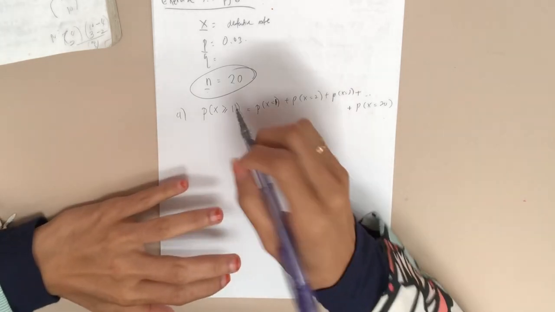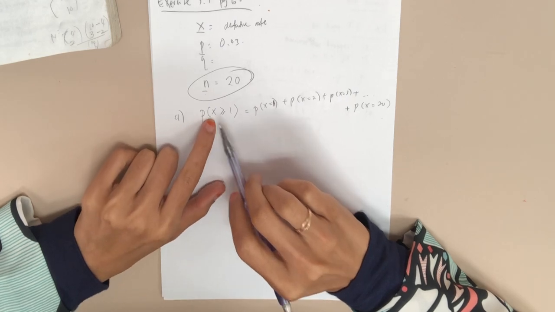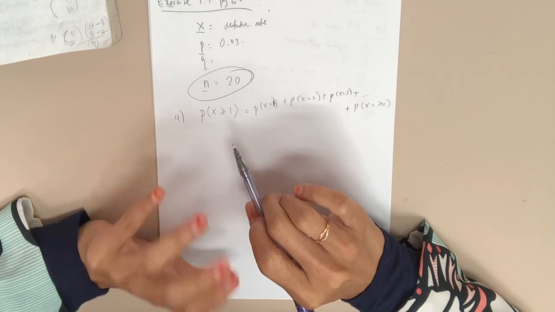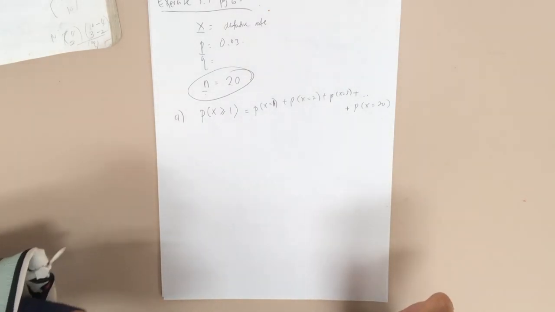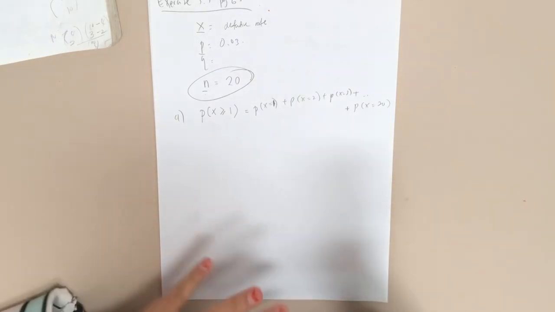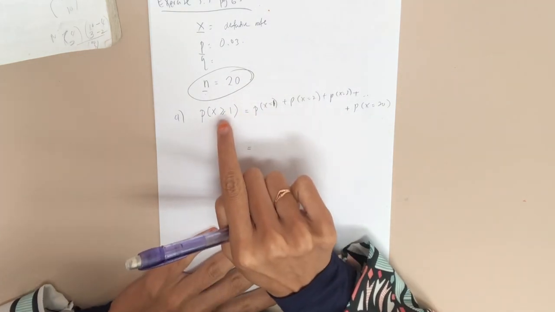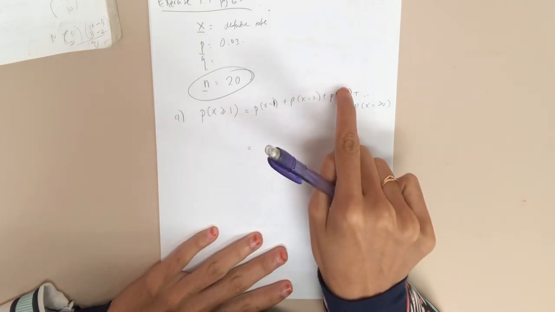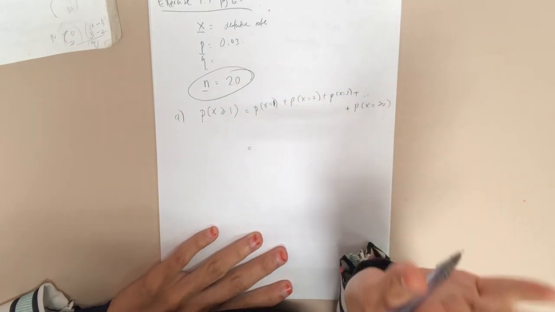So class, okay, let's switch back. This means X is more than or equal to 1. So that is the answer. How do we make our life easier? That means now we want to calculate 1 until 20. That will be the answer. The summation of the probabilities from 1 until 20 is the answer.